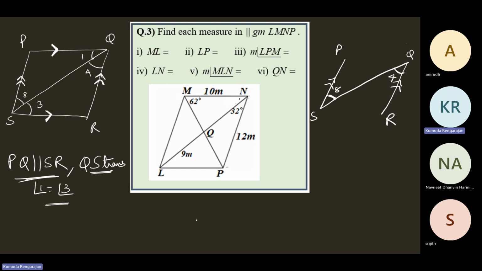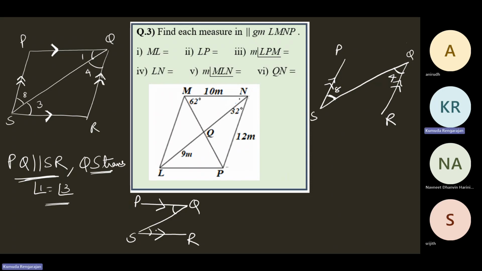Alternate interior angles are equal because the lines are parallel. PS is parallel to QR and SQ is a transversal. With one diagonal, take both the pairs of parallel lines. So first we took PQ parallel to SR, and this diagonal QS is the transversal.